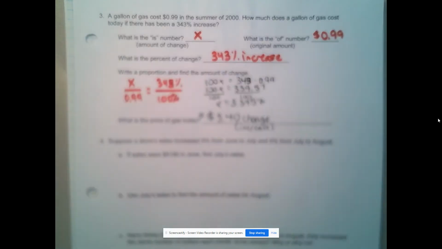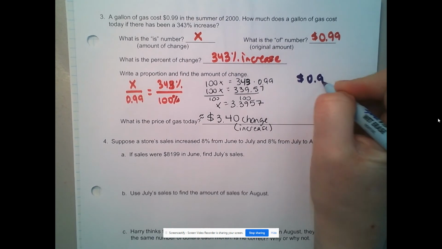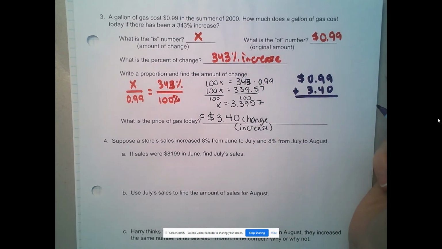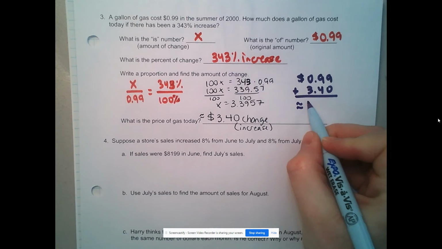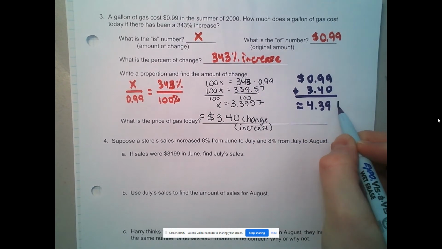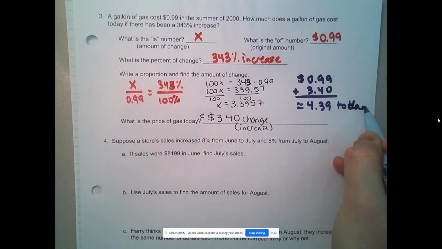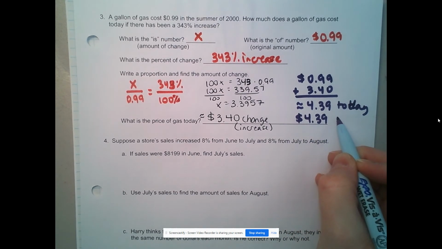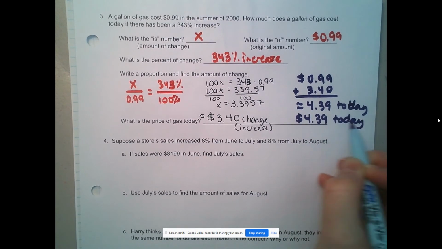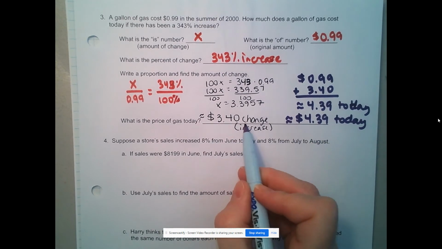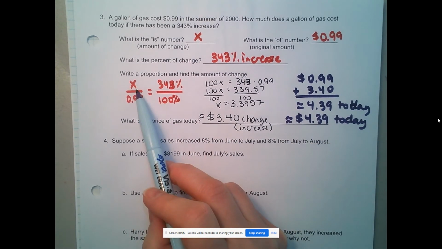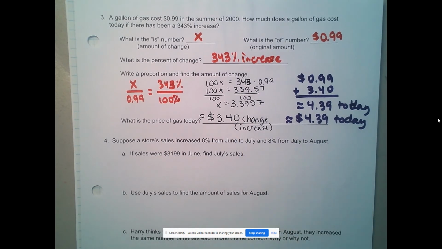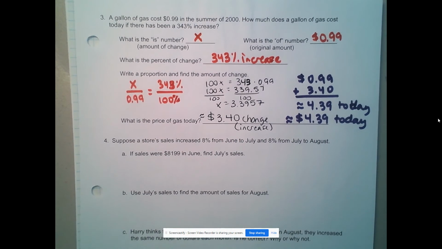So the gas was 99 cents. It went up by $3.40. So the new price would be approximately $4.39 today. So $4.39 is the today price. This thing that we found over here, the X value, that was the amount of change. The price changed by $3.40. So now it's $4.39 today.